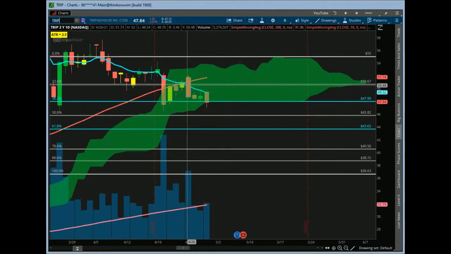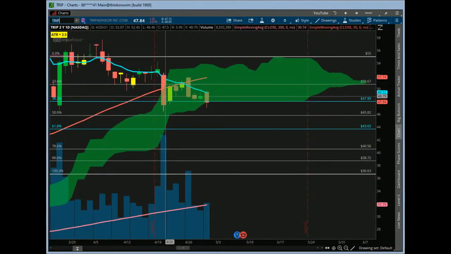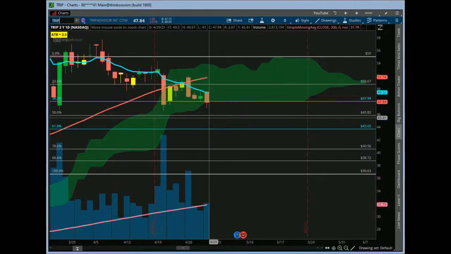We had this big breakdown candle right here with increased volume. So a lot of these are looking interesting. Double pause there and starting to follow through to the downside. It may get a little more measured move down. So just got to keep an eye and see if it breaks down below these lows and see where it goes from there. But that's looking a little bit sketchy.